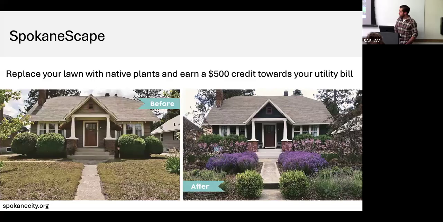And then one last thing I'll mention, because I'm really excited about this. I don't own a house, so I was not able to do this personally, but if I did own a house, I would definitely get on this. This is Spokanescape, a program through the local city government that helps you replace your lawn with native plants. And in return, you can get a $500 credit towards your utility bill. Personally, I've seen a lot of these yard transitions across Spokane, and I always think that they look a lot better after. And again, you're supporting local insects as well as birds and other wildlife by doing this, and saving on your water bill.